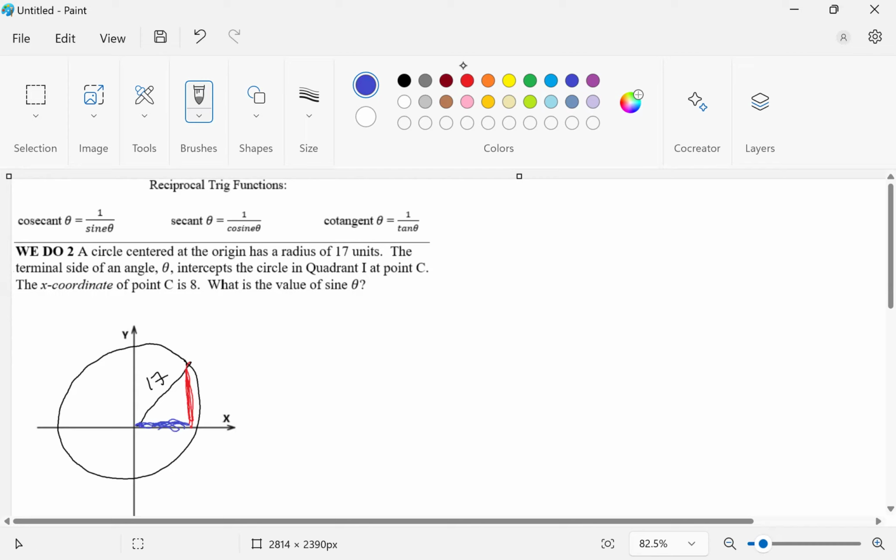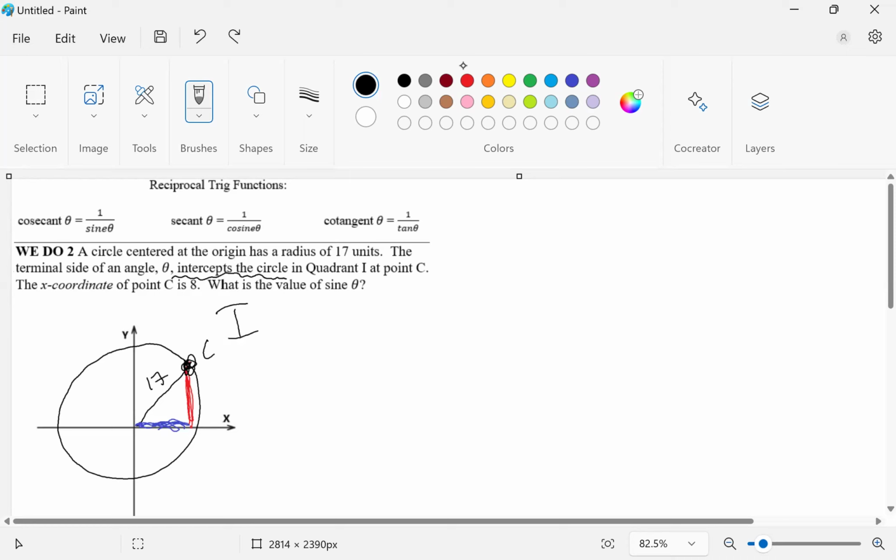The terminal side of an angle theta intercepts the circle in quadrant 1 at point C. So this is quadrant 1, and that would mean that this is point C, where we intercept the circle. On other problems, they might land us in other quadrants, so we have to be aware of that. Maybe on another question, we have to do something like that in the third quadrant. Okay.